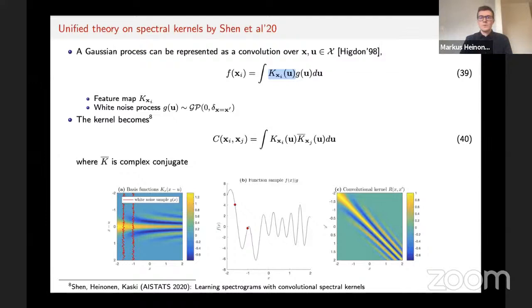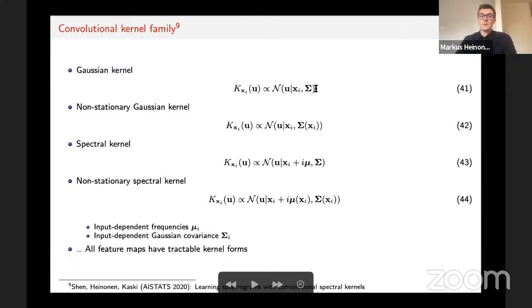And the key thing is now that the only thing we can change is the feature map K. So now if we choose this suitably, we actually can recover many different kernels that we've been looking at today. So if we choose a regular Gaussian, sort of RBF basis on top of each data point with a fixed covariance, we get a Gaussian kernel back. If we choose a Gaussian RBF function where the covariance depends on the data point, we get a non-stationary Gaussian kernel.